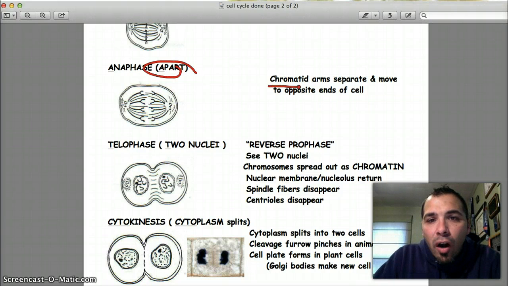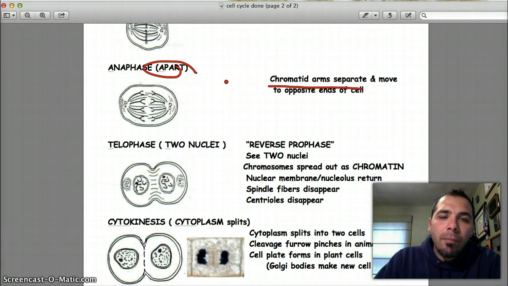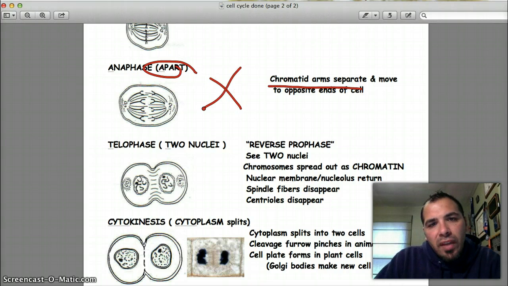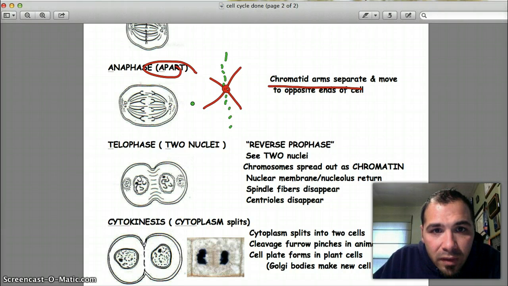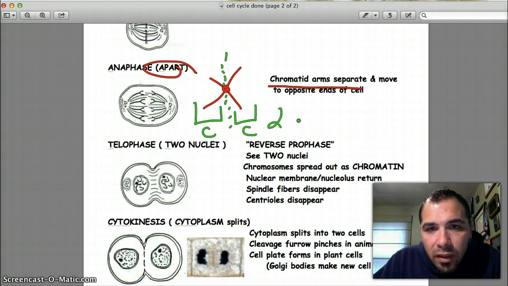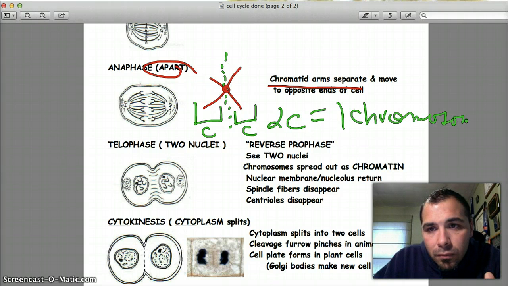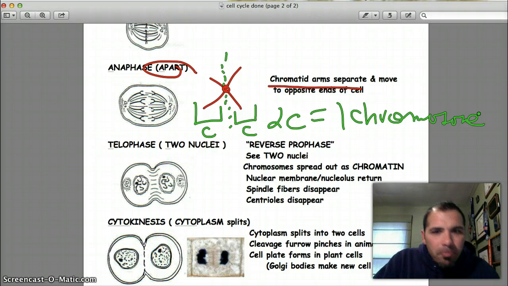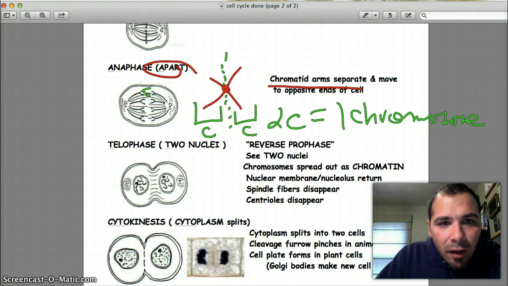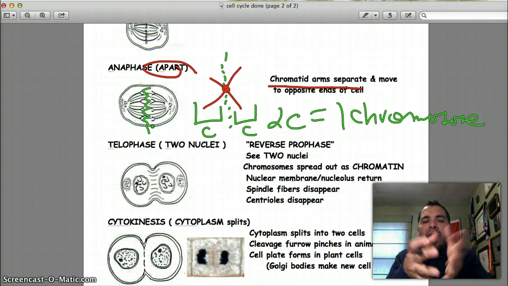Excuse me. Anaphase, apart. The chromatid arm separates and moves to the opposite end of the cell. So if we've got a chromosome, pretend it looks like an X, there'll be a piece there in the middle. What will happen is it'll divide down the middle. This is a chromatid, half of it. So two chromatids equal one chromosome. And again, good luck reading that. Sorry about that. When we get to meiosis, it's a little more complicated. But what you should be able to see here is all this space, because anaphase means that they're separating.